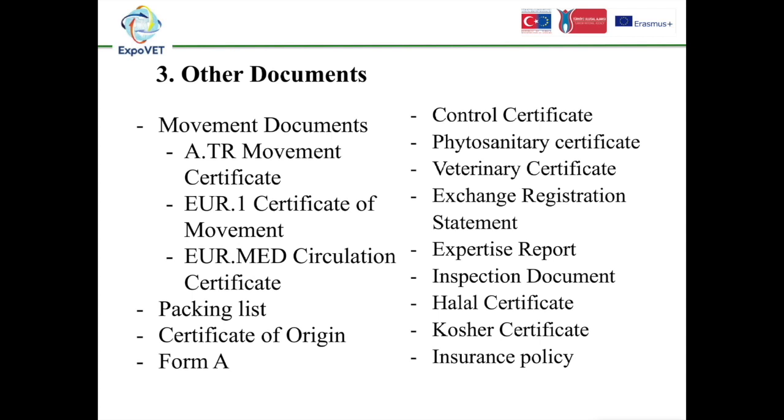The last group in documents used in foreign trade is other documents, movement documents. These are the documents that the importer has to submit when introducing the goods into the country, or used to benefit from certain discounts or exemptions. These are ATR or EUR1, and they are arranged according to the country of destination, not the country of the importer.